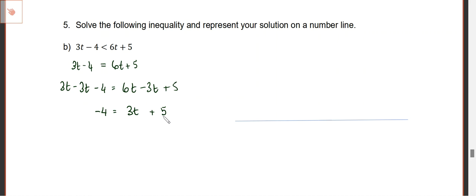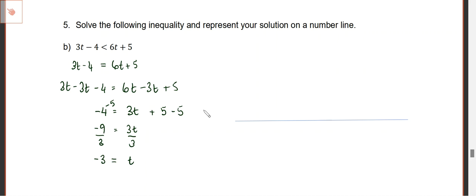And then since it's plus 5, subtract 5 from both sides. Subtract 5 both sides. Gives me equals negative 9, equals 3t. And then simplify those. Gives me 1t equals negative 3.